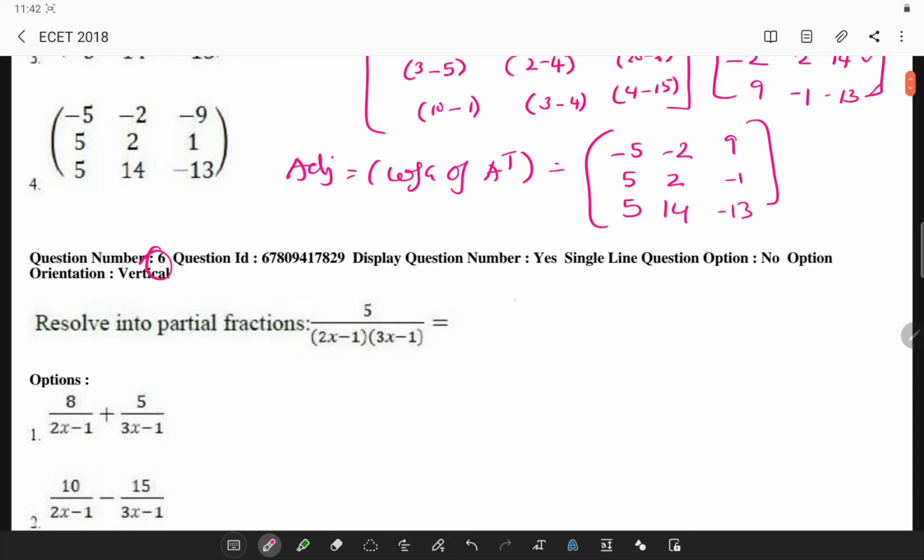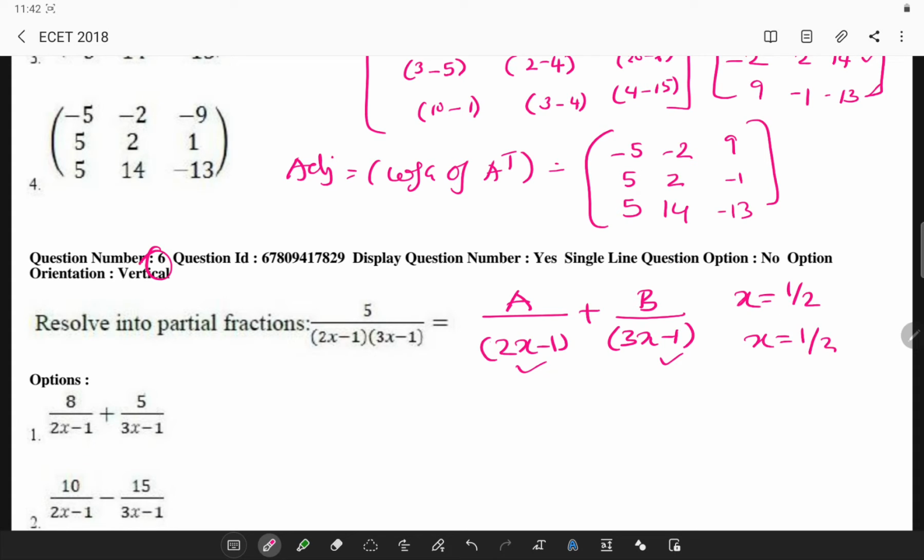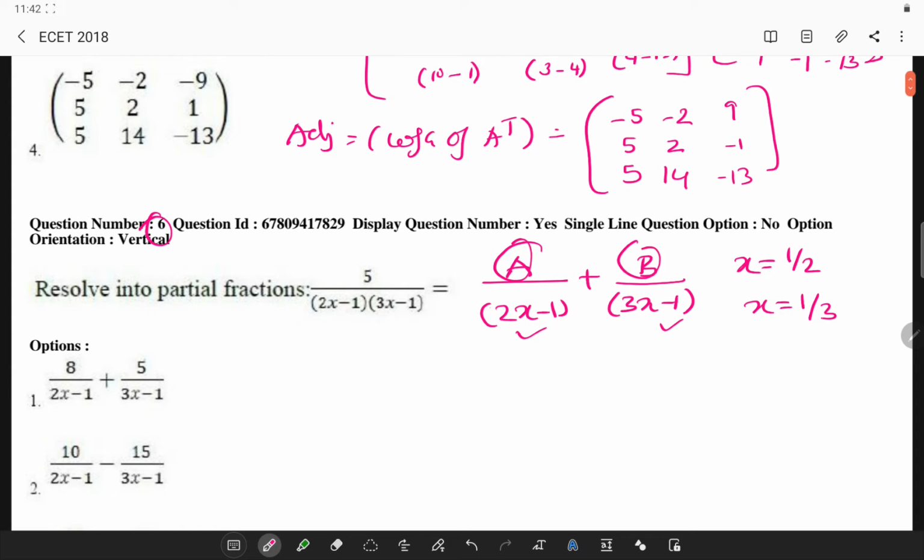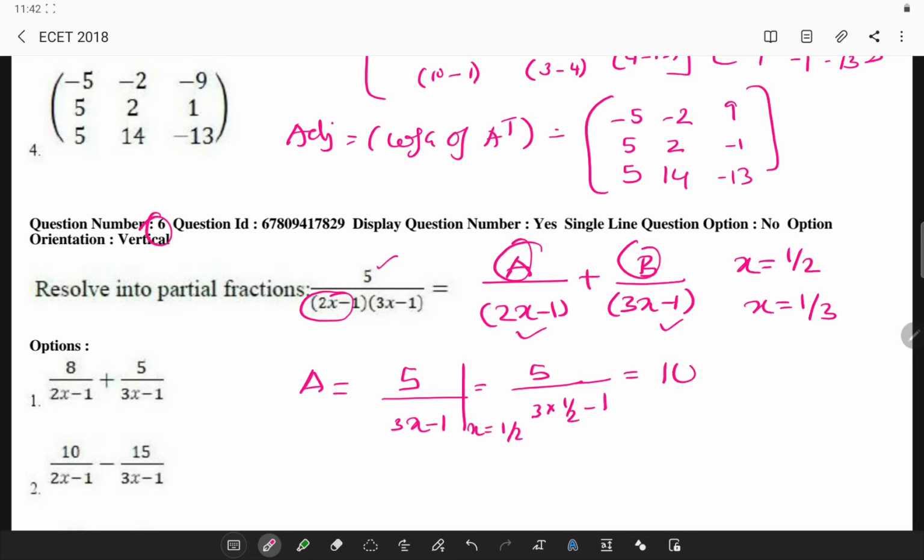So this can be directly written in the form of a by 2x minus 1 plus b by 3x minus 1. So just equate these two factors to 0 to get the values of x, to calculate the values of a and b. So the value of a is given by directly substituting in 5 by 3x minus 1. So for the value of a, this is the factor which you are supposed to take. So 5 by 3x minus 1. So I'm substituting x is equal to 1 by 2. So 3 into 1 by 2 minus 1, which is 10.